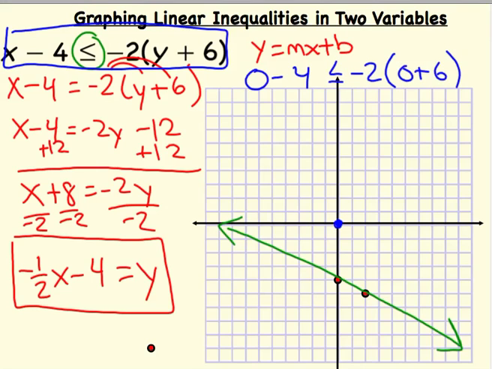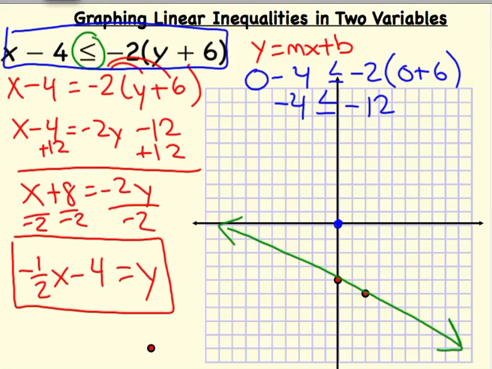So let's figure out what this is. 0 minus 4 is negative 4. 0 plus 6 is 6. 6 times negative 2 is negative 12. So it's saying negative 4 is less than or equal to negative 12. That is false. Negative 4 is a larger number than negative 12.